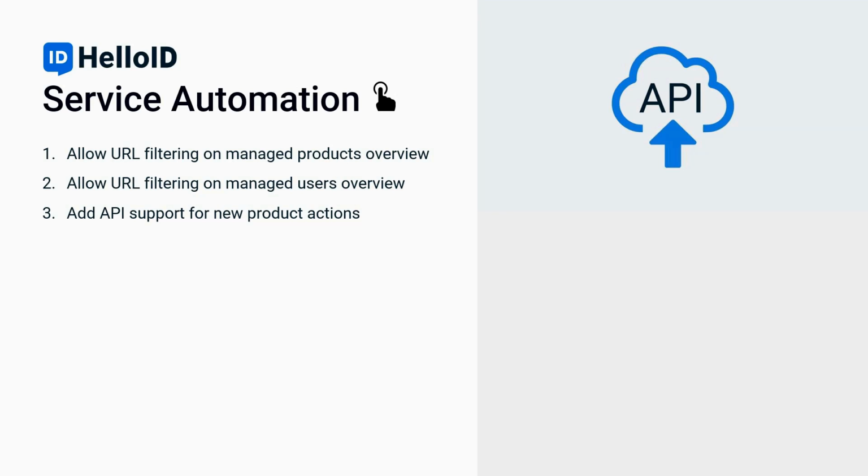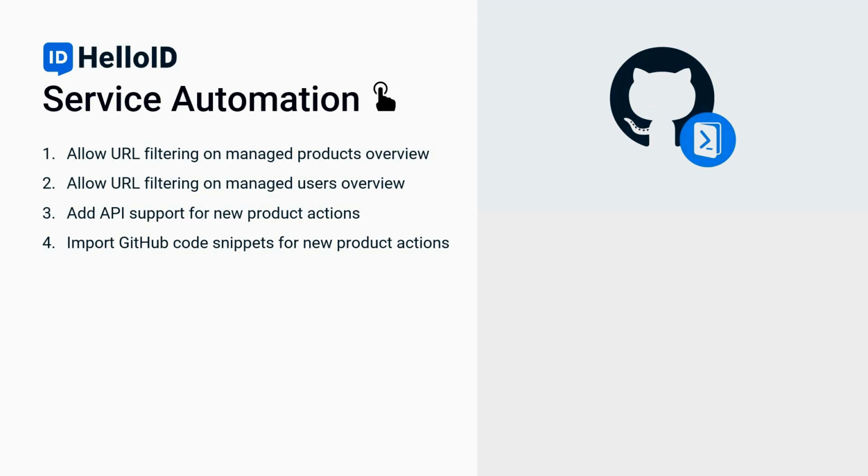Our final new feature of this release is the introduction of the GitHub PowerShell code snippets library for the new product actions. The Code Snippets library allows you to search and select one of the available PowerShell code snippets to get you started with your PowerShell scripting. We already have a large number of frequently used tasks available for usage. Please contact our support if you're missing any task.